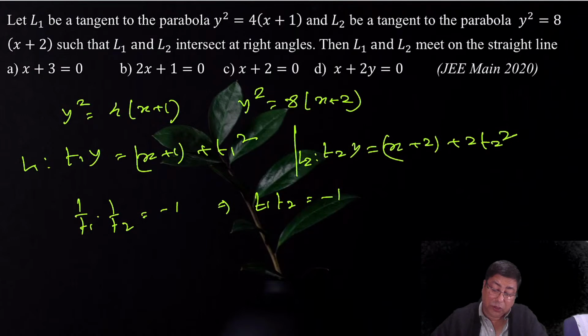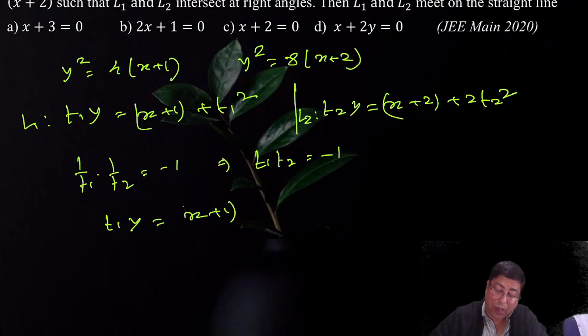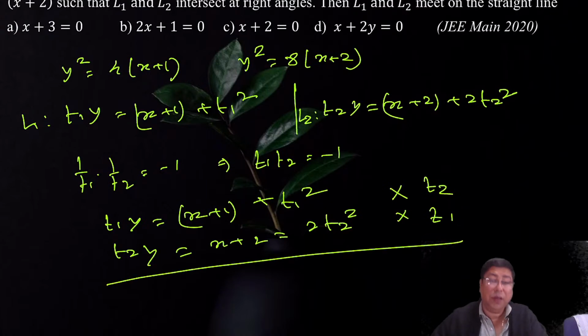So now let's do one thing. t1 t2 equal to minus 1 we got. Now we have to solve L1 and L2. How to solve this? t1y equal to x plus 1 plus t1 square and t2y equal to x plus 2 plus 2t2 square. Multiply this by t2 and that by t1 and then subtract. The y part will be cancelled.